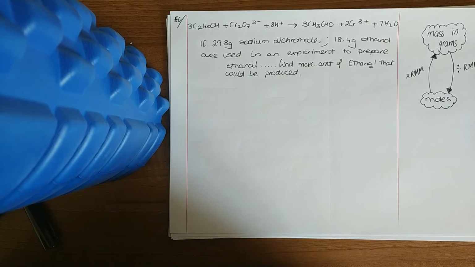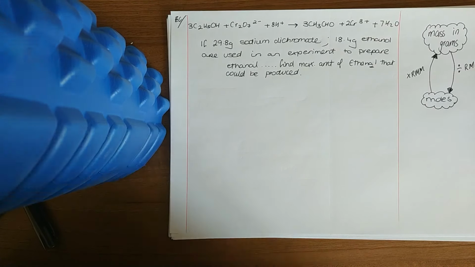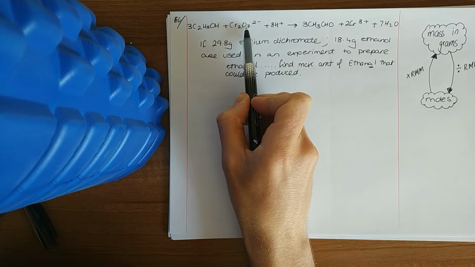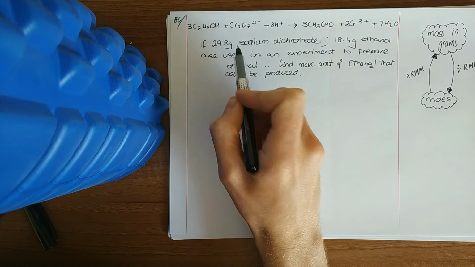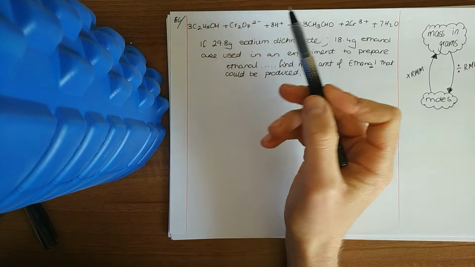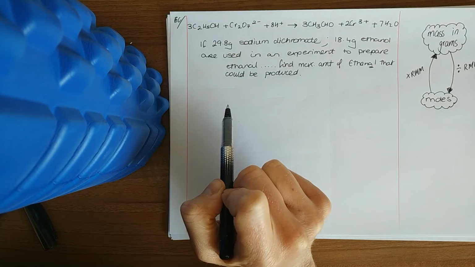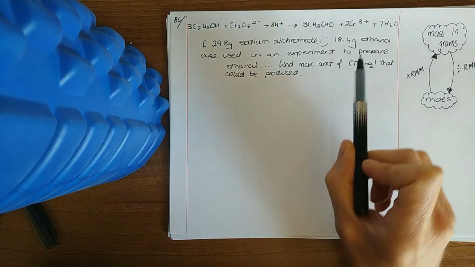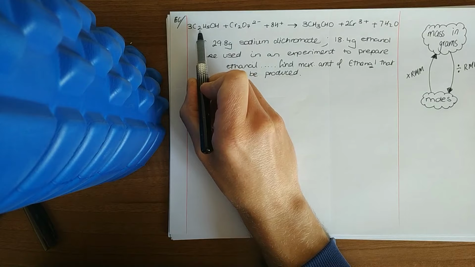Another one here, limited in excess. We're given the quantities: the mass in grams of sodium dichromate, which is this here, Na2Cr2O7. A lot of the times you see sodium dichromate and potassium dichromate, they just put in the wee charges up there. And 18.4 grams of ethanol, which is this here.